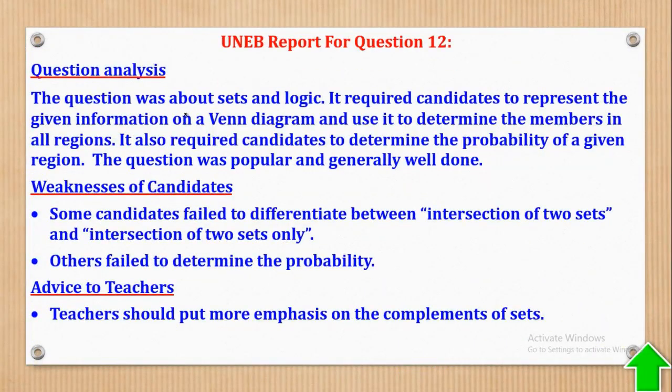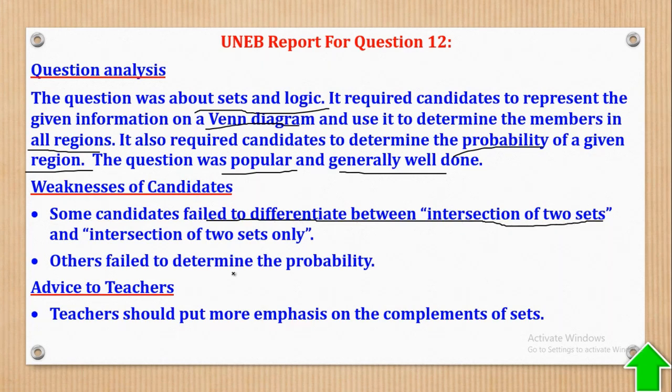So the question was about sets and logic, and it required the candidates to represent the given information on a Venn diagram and use it to determine the members in all regions. It also required the candidates to determine the probability of a given region. The question was popular and generally well done. However, some candidates failed to differentiate between intersection of 2 sets and intersection of 2 sets only. So with this word only, let's see what most candidates did.